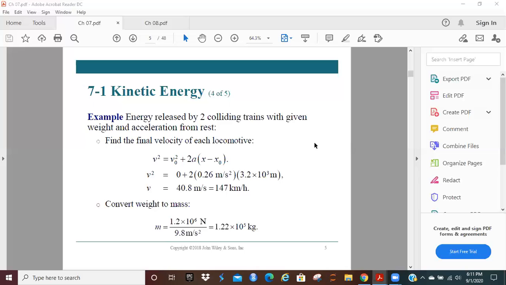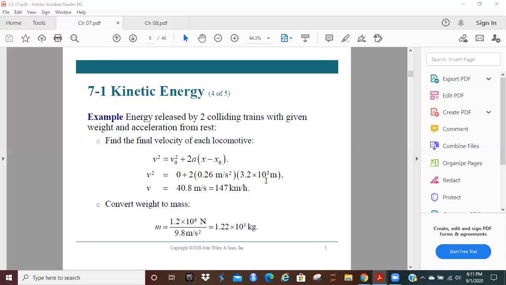So here I was discussing the problem with kinetic energy and how much energy might be released by two trains that are colliding with a certain weight and acceleration. So as we were going through here, we were attempting to find the final velocity of each locomotive. We were doing that with a kinematic equation.